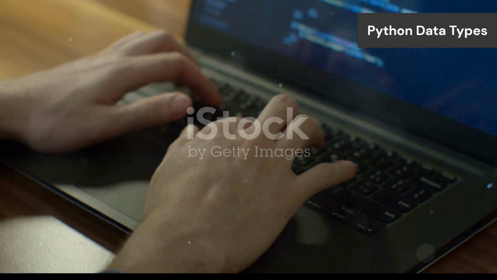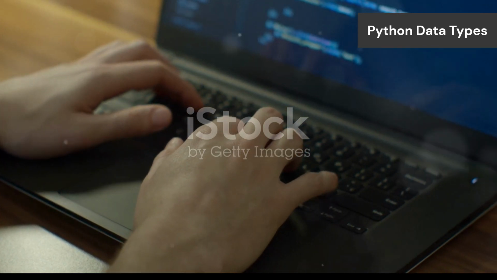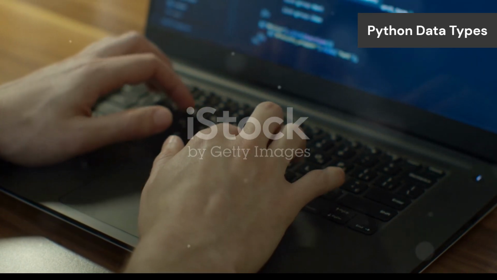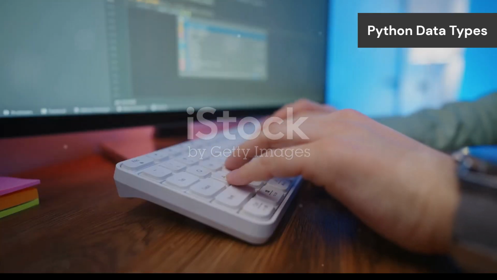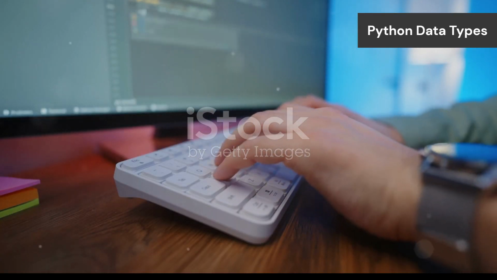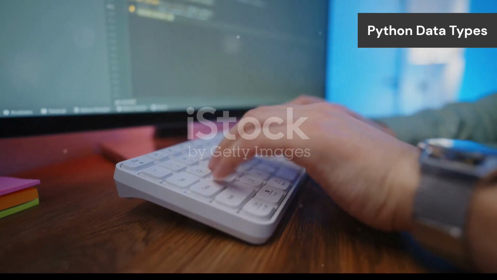Hey everyone! Today I'm diving into the fascinating world of Python and exploring its various data types. Understanding these is crucial whether you're just starting out or looking to sharpen your programming skills.